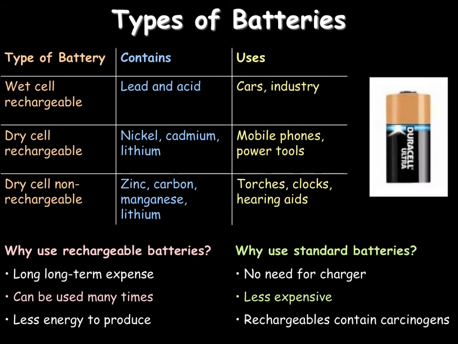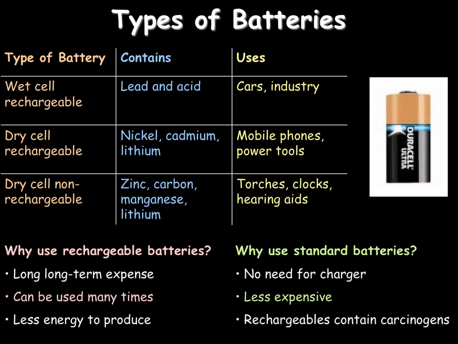Now, batteries are not capacitors. Batteries, cells which store their energy or produce energy from chemicals, from a chemical change. There are basically 3 types. Your wet, rechargeable, like in a car, lead, that's basically lead plates in acid. You've got your dry cell rechargeable, nickel, cadmium, lithium. These are the typical metals they use. They use them in mobile phones, power tools, things like that.